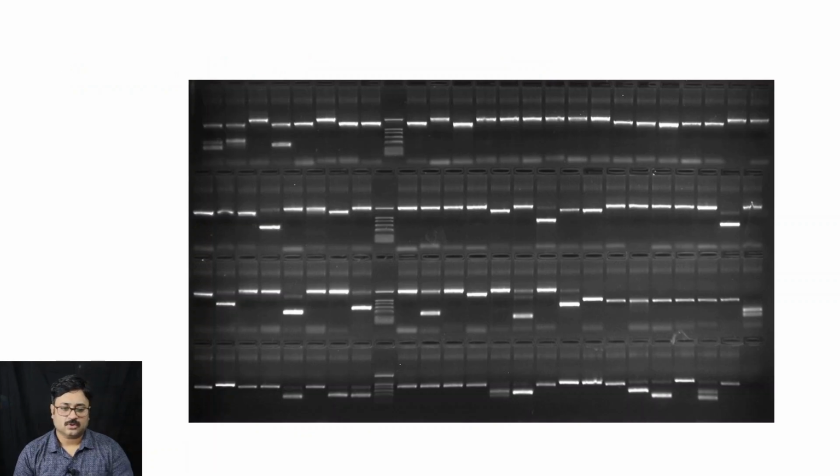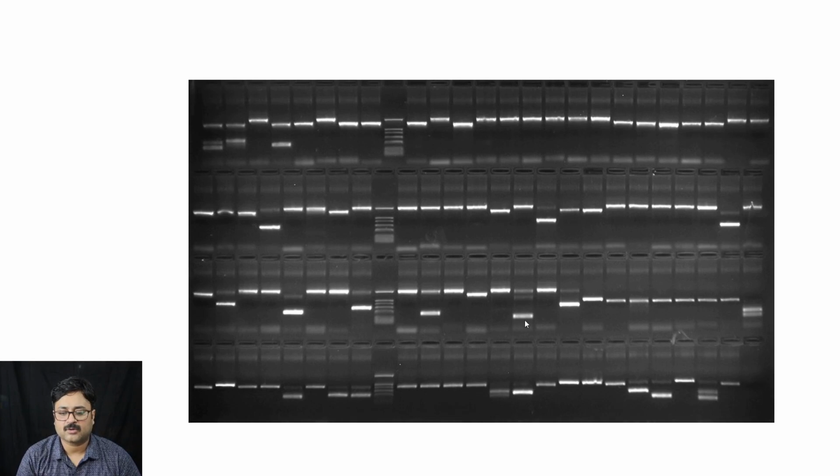Okay, so as I was mentioning, the dominant and codominant. Now, if you see here, let's say this particular band. As you can see, this particular band is present here, but not present here or here. So this is basically, if you think about a dominant marker.